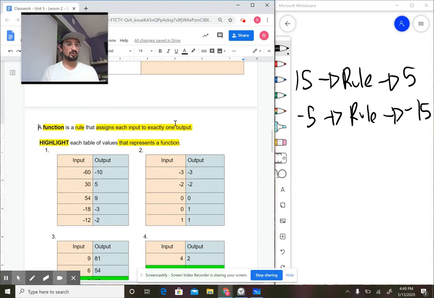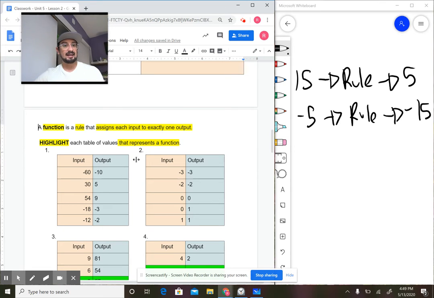So the rule has to pair one thing to another thing, not two different things, just one thing. So dividing by 2 would be a function because there's only one way to divide by 2. There's not multiple ways to divide by 2 there. It's one way, and so there's one answer. So like 10 divided by 2 is 5. It's not any other answer but 5. So the rule has to produce just one answer for each number that goes in.